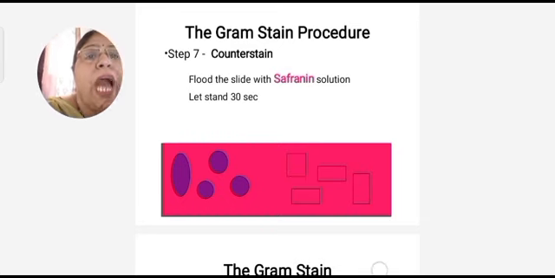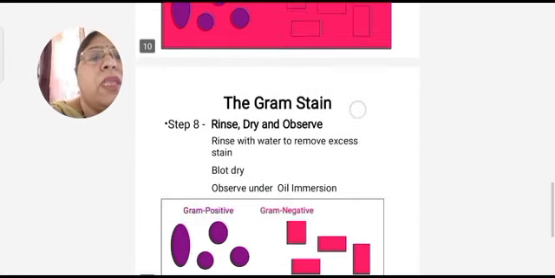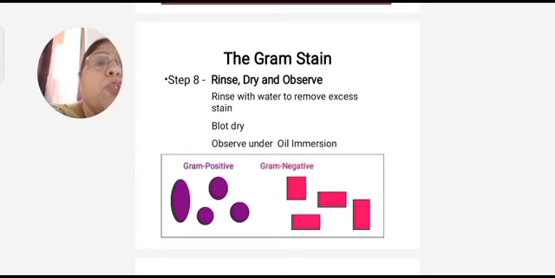The next step is to add the counterstain. In case of gram staining, the counterstain is safranin, and then wait for 30 seconds. The last step is to rinse, dry and observe. Rinse with water to remove excess stain, blot dry and observe under the microscope.